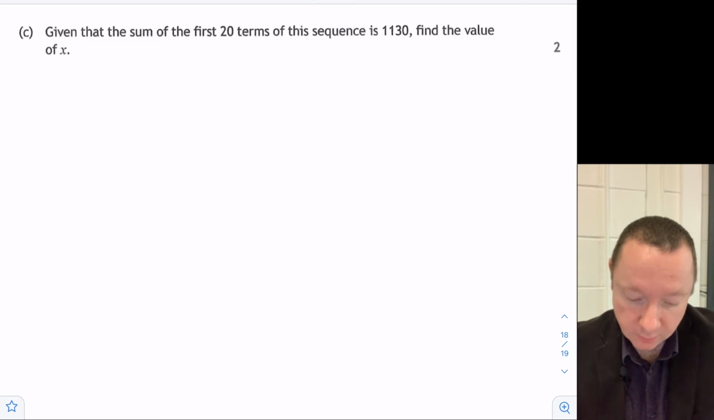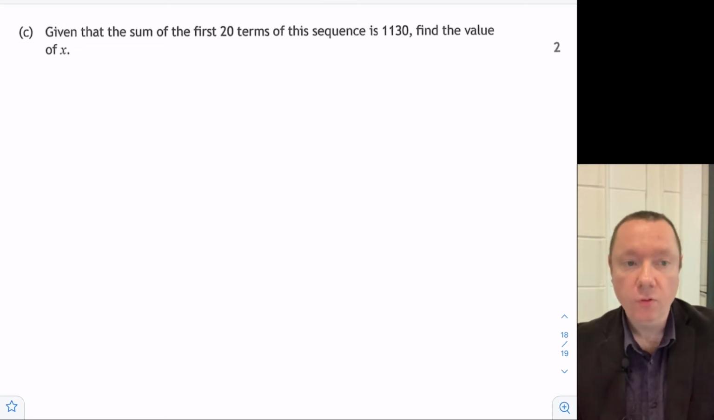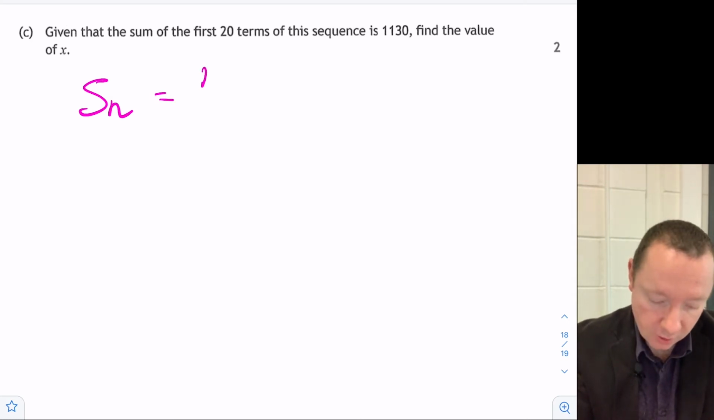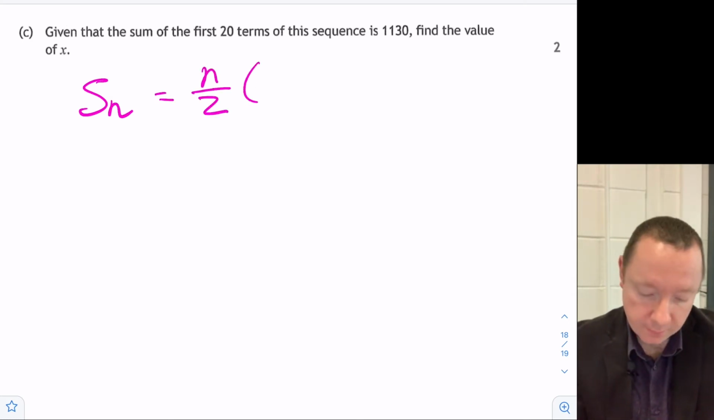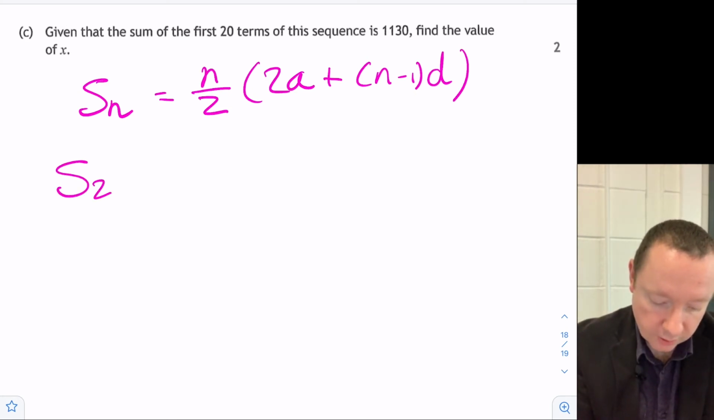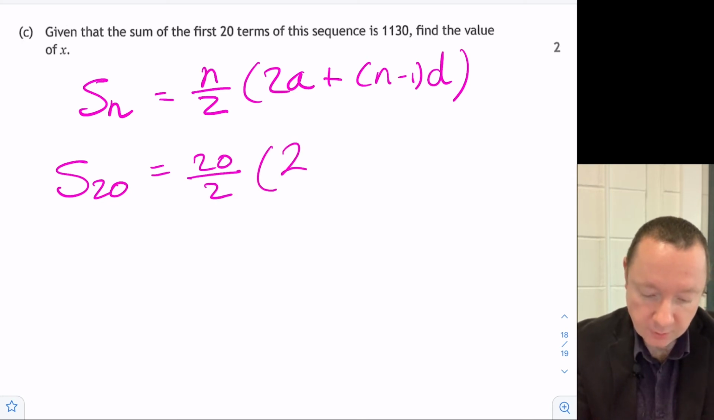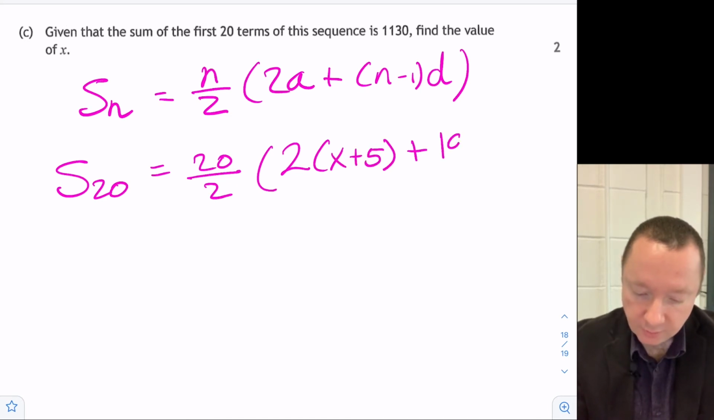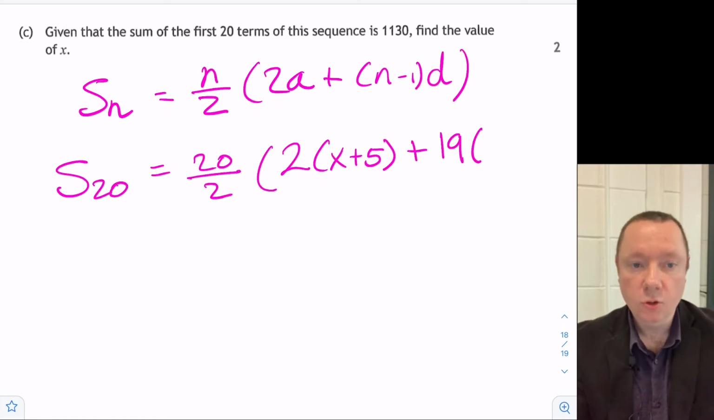The sum of the first 20 terms of the sequence is 1130. Find the value of x. So remember, the sum is n over 2, 2a plus n minus 1 d. So if we know the sum of the first 20 terms of a sequence, that's 20 over 2, 2 times a, but remember a is x plus 5, plus n minus 1, well just 19, times our common difference, which is 2x minus 3.